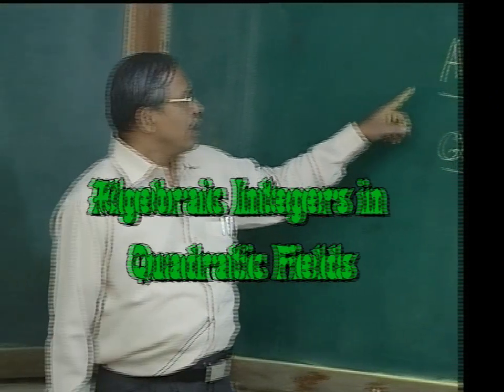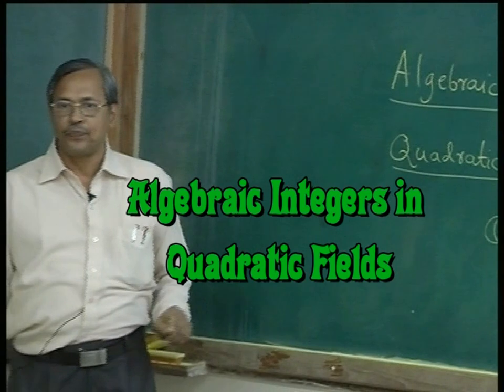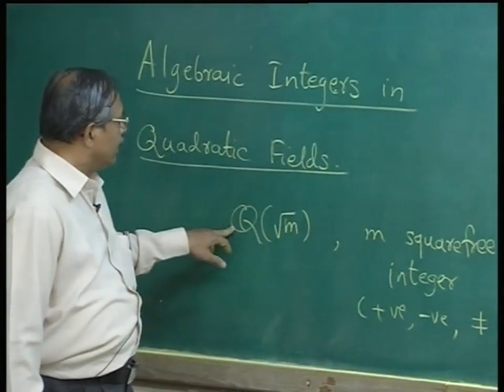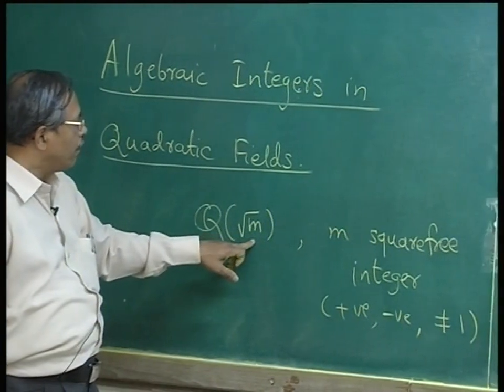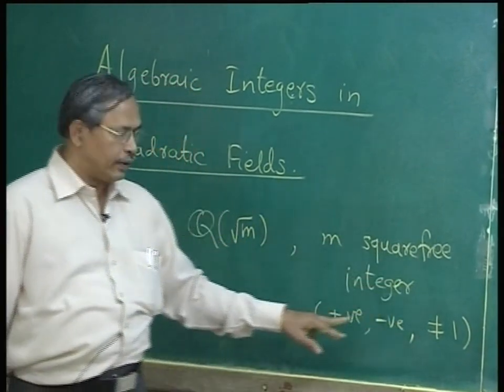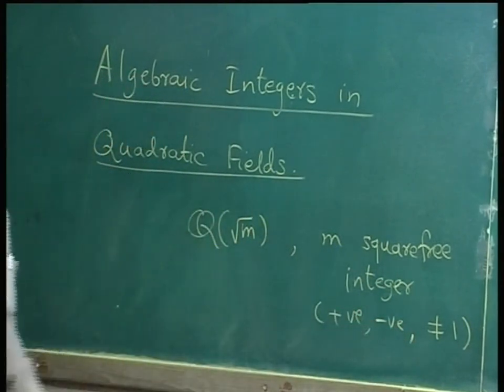Today we will study algebraic integers in quadratic fields, and we have seen that a quadratic field is always of the form Q(√m), where m is a square free integer. It can be positive or negative, but it is not equal to 1.